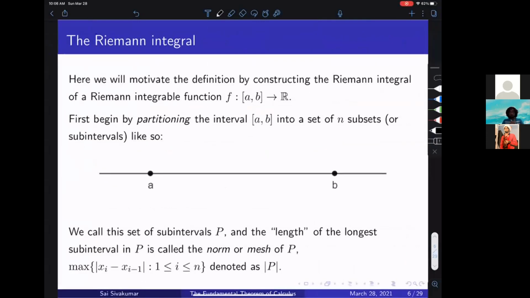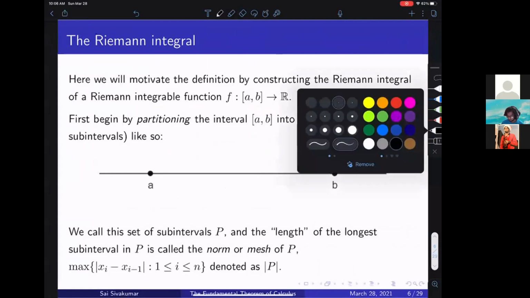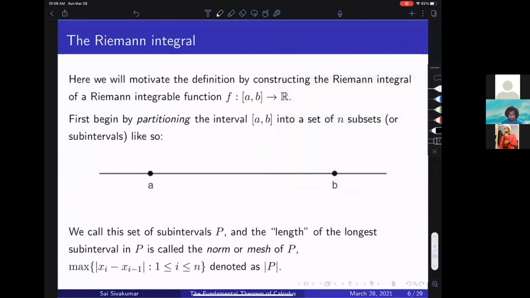And so I'm going to actually start by defining the integral, but we're going to construct it. So motivate the definition by actually constructing a Riemann integral, starting from a partition like this. So let f be a Riemann integrable function from the interval [a, b] to the real numbers. This picture here is just the interval.